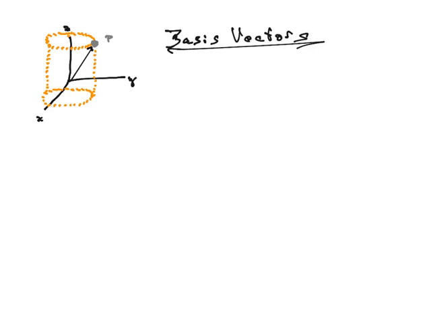And usually what we want is for these basis vectors to be what's called orthonormal. This is one word. It's not a space there. Orthonormal. Ortho means perpendicular to each other.